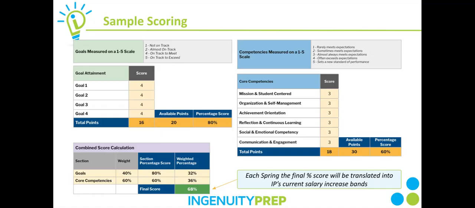Now that we have section scores for this person, let's apply the weighting to determine the final score. As we discussed on the previous slide, goals are worth 40% of the total score, and core competencies are worth 60% of the total score. When we apply this weighting to this person's section level scores, we get their weighted percentage score. When we add those 2 together, we arrive at their final score.